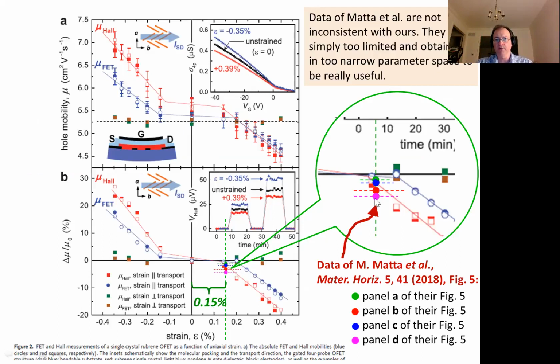And these bright circles here show the maximum values of their strain effects. So it's all here. It's basically, from our perspective, kind of indistinguishable from our noise and scatter. So for that reason, we cannot say that their measurements are inconsistent with ours. They're simply too limited to be useful for such a comparison.